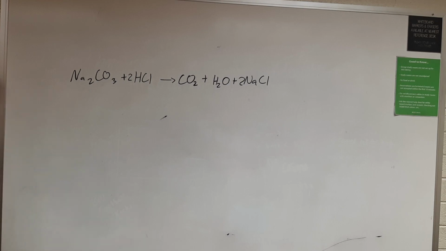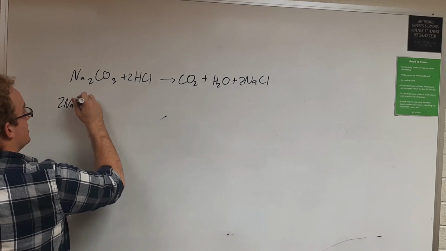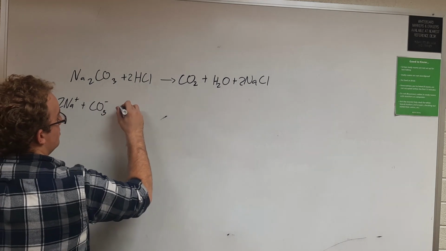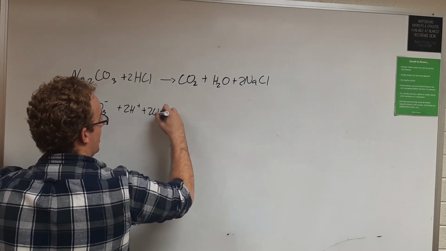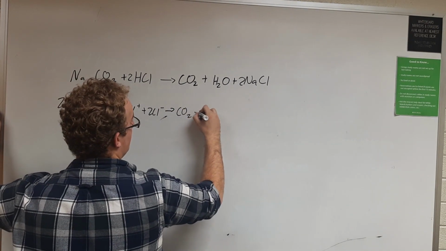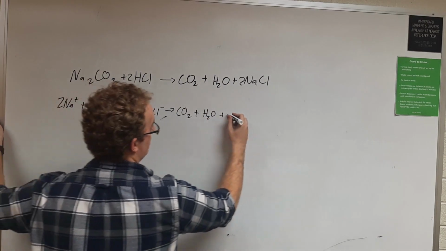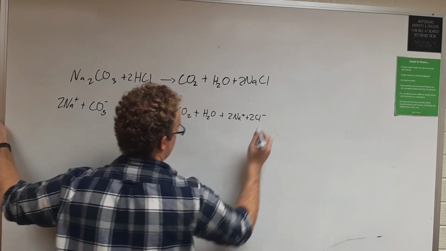Now, if we split this up into terms of just which ones are ions, right? We have 2 sodium plus ions plus carbonate minus plus 2H plus 2 Cl minus. This is going to yield CO2 still plus water. And then this is the only one that's still ionic. We have 2 sodium plus 2 Cl minus.